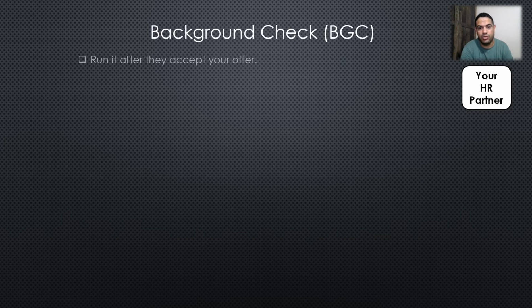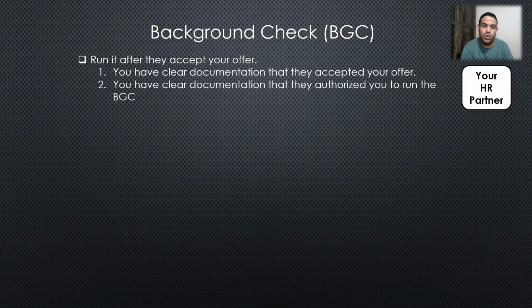Once the offer is done, now it's time to run the background check. Make sure you run the background check, as we said, after they accept your offer. Make sure you have clear documentation that they accepted your offer, which is the signature there. You have clear documentation that they authorized you to run the background check. So that's the consent form. Can't do it without that. So you have to have that clear information there. And make sure they fully complete the application to run the background check.